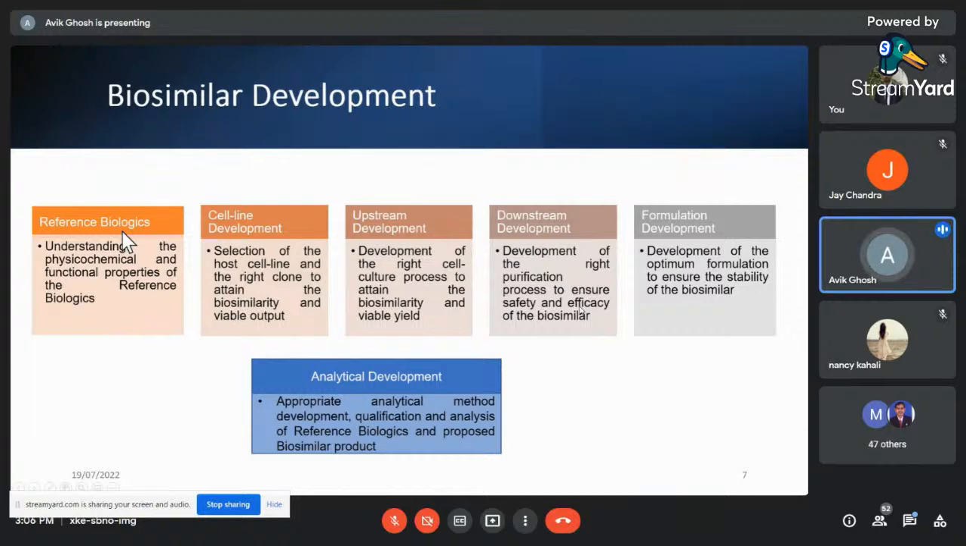So next comes the actual development of the biosimilar. So you know now what is the product you want to make, you know the amino acid sequence, and most of the time it is available in which host cell line this product has been manufactured. So when a biosimilar company starts the development, the first part is the cell line development, where they select the host cell line and the right clone, right?